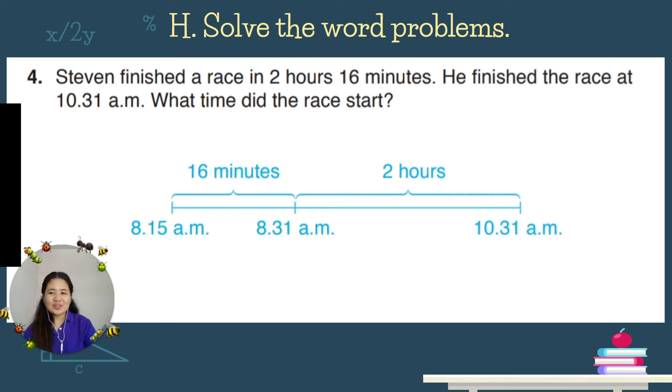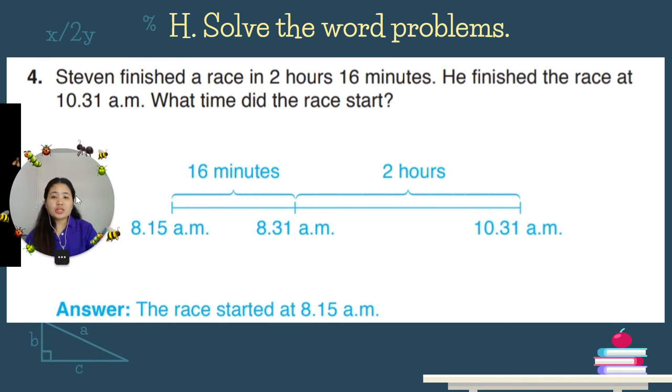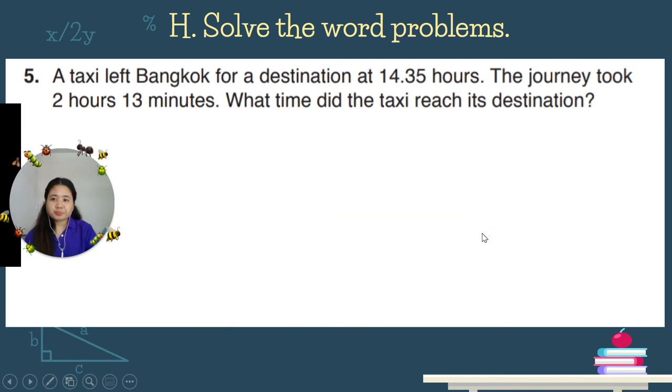Okay, very good. Now, the answer to the question, what time did the race start? The race started at 8:15 a.m. Good job. Next, let's go to number 5.